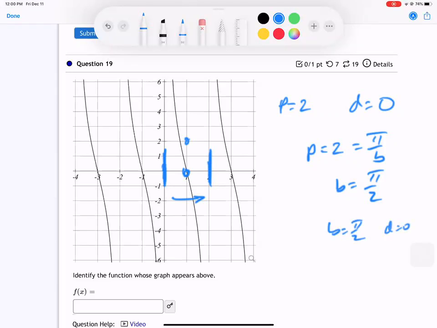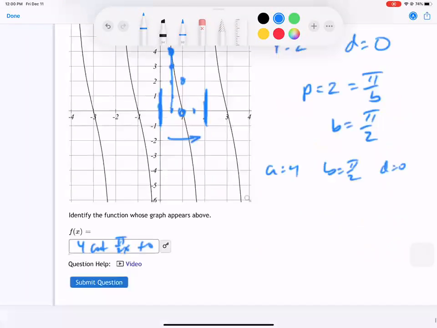And our a value is, okay, so at our quarter marks, here's my quarter marks. Let's see how far we're going to go. That looks like 3 to me. Wait, no, it looks like 4 to me. Wait, darn it, which one is it? It looks like 4. A is going to go to 4. Okay, so at the quarter mark, we're looking right there. 4 cotangent of pi over 2 x plus 0. All right, and that's our last question.